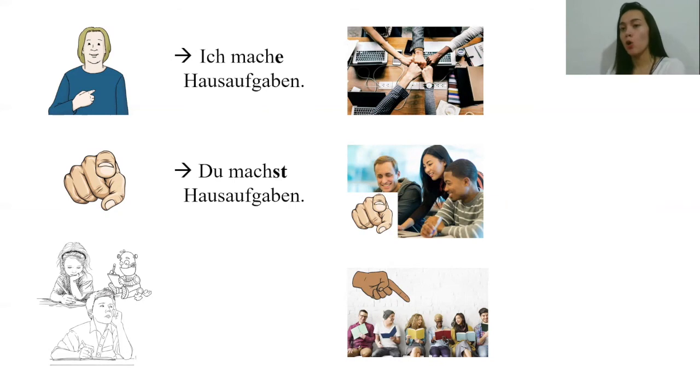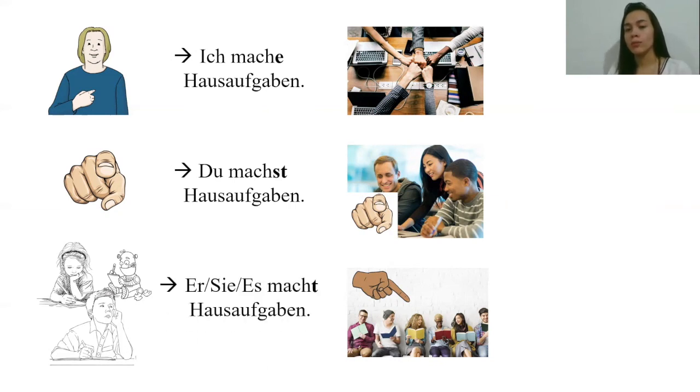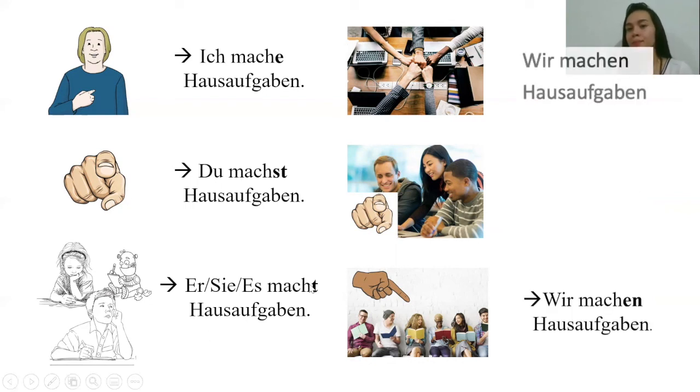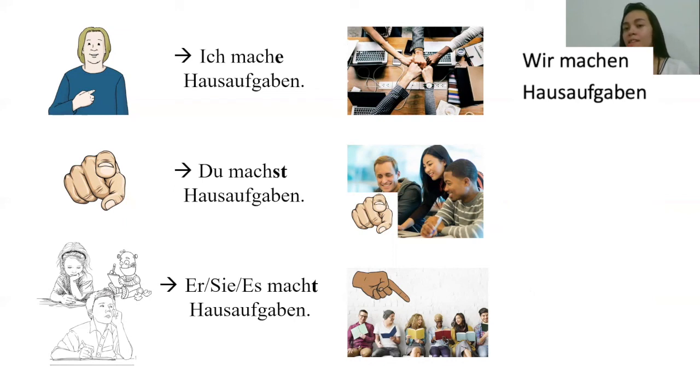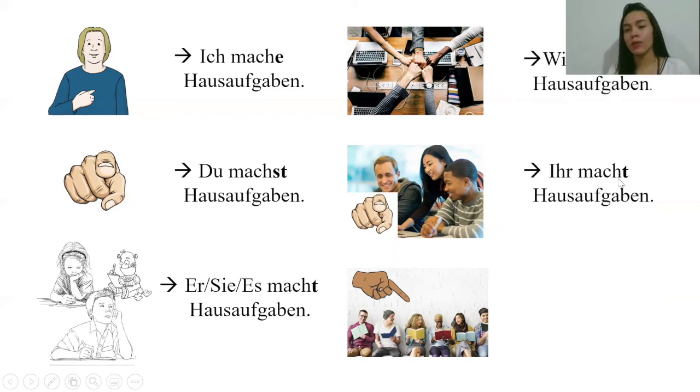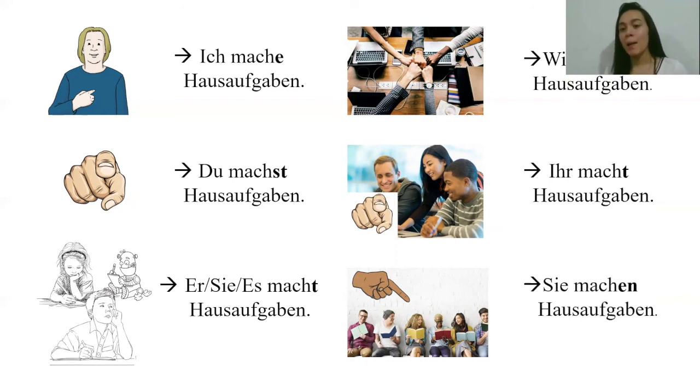He, she, it does homework or their homework. So, macht, er, sie, es macht Hausaufgaben. Macht plus t. Then we have wir machen Hausaufgaben. We do homework, plus en. Ihr macht Hausaufgaben. You do homework, plus t. And the last one, sie machen Hausaufgaben. They do homework, plus en. That's the conjugation of machen and of every other weak verb or regular verb.